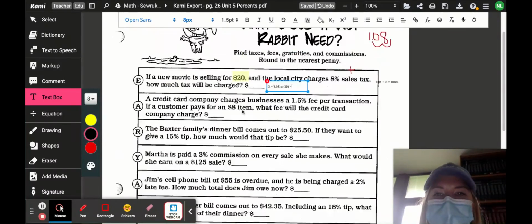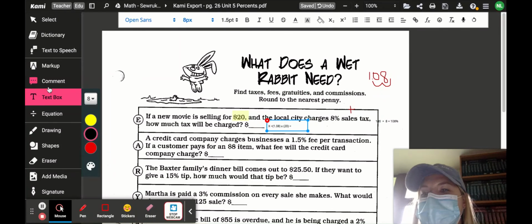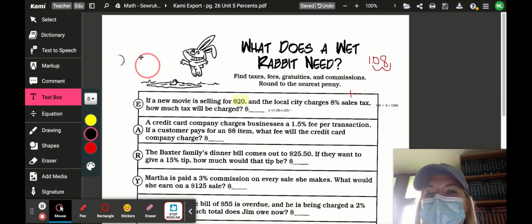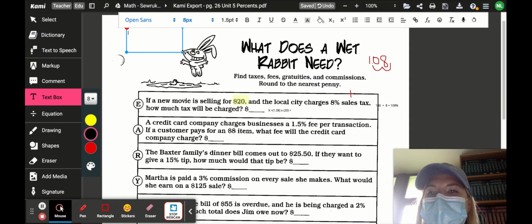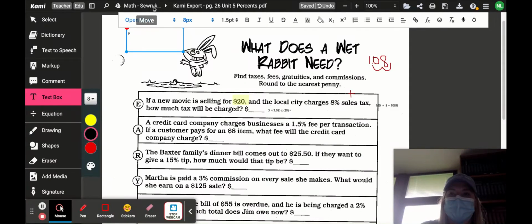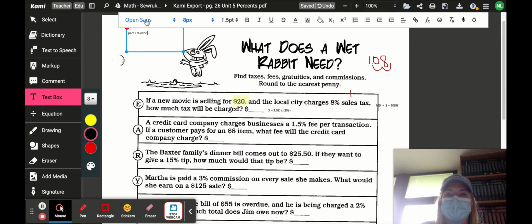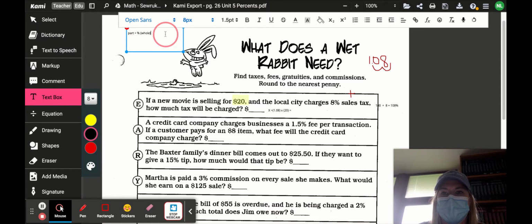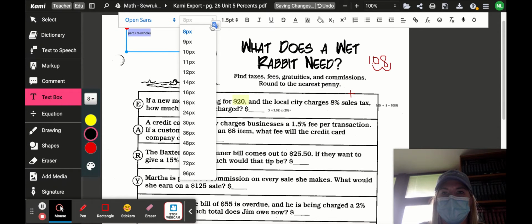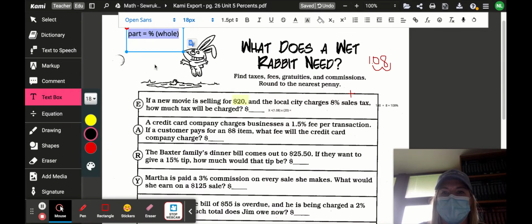Do you understand? Also, up here, I will write in a text box, our equation, don't forget, is part equals percent times whole. I'll make that a little bit bigger. There we go. And let's make it a different color.